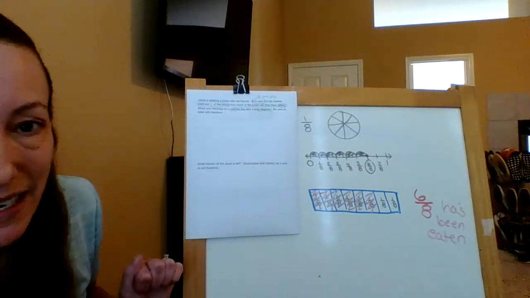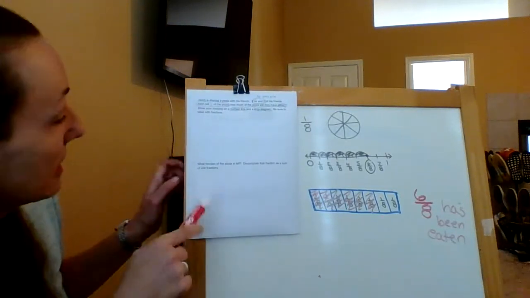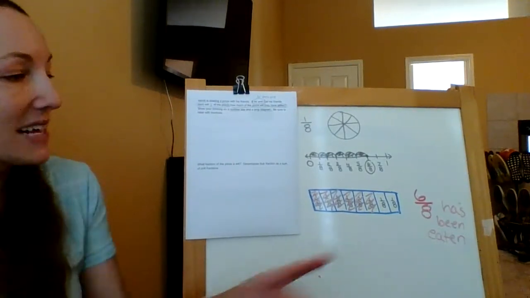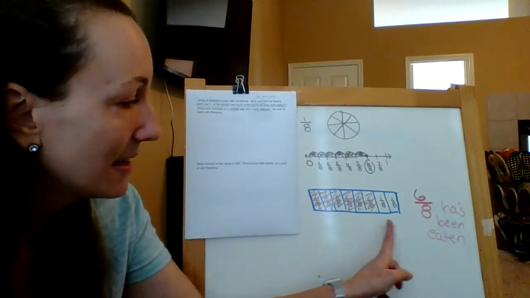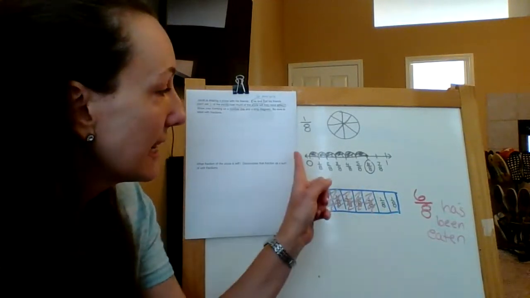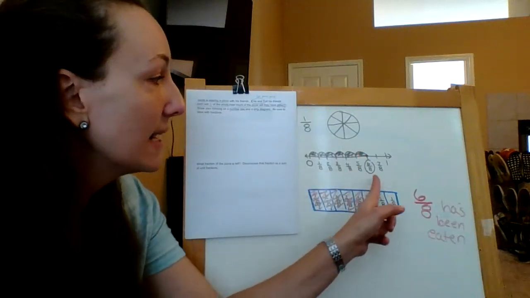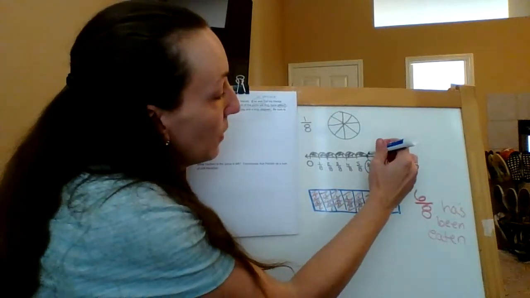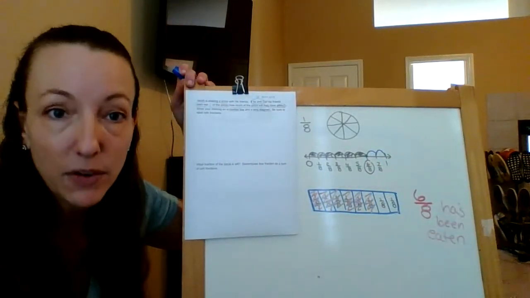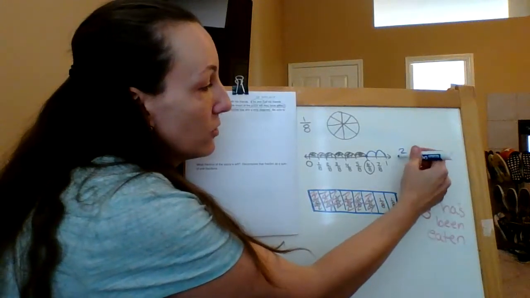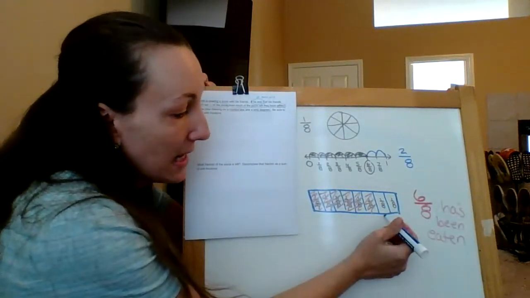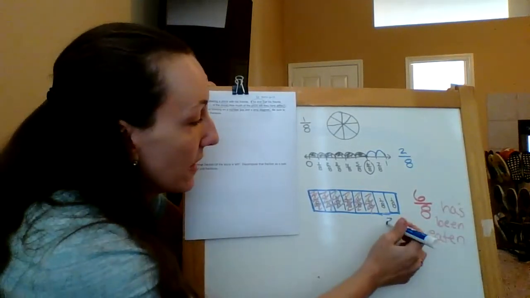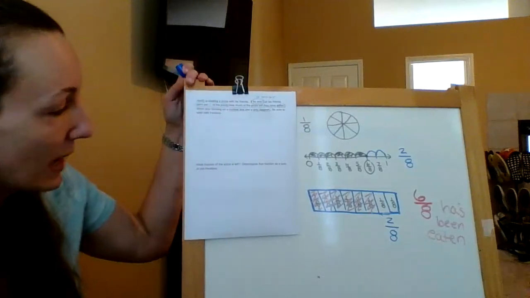The next question, I'm not going to pull it in close enough for you to see, just listen. The next question says, what fraction of the pizza is left? All right? So if they've eaten 6/8, then this part here is what's left. They've eaten those 6 pieces. These at the end are what's left. So we've got 2 jumps at the end that are left over. So that would be 2 out of 8. Same thing here. We've got 2 pieces at the end that are left over. So that would be 2 out of 8, or 2/8.